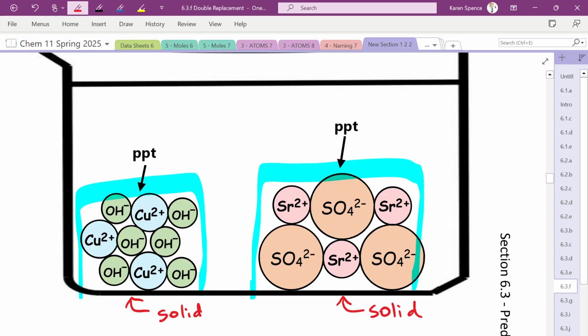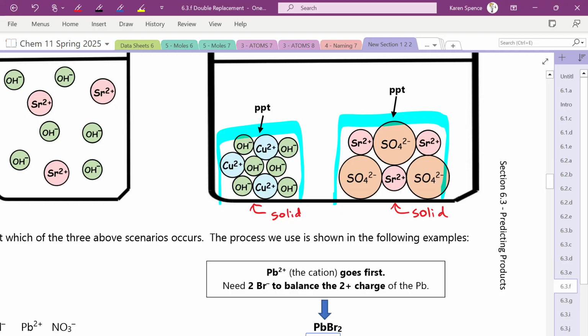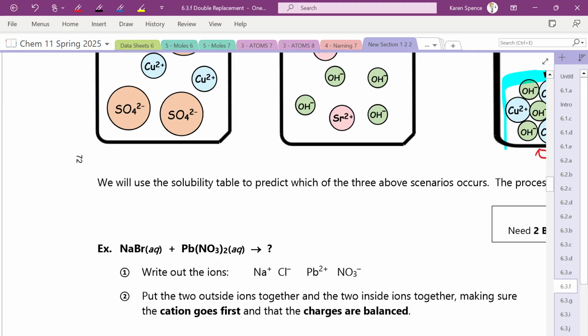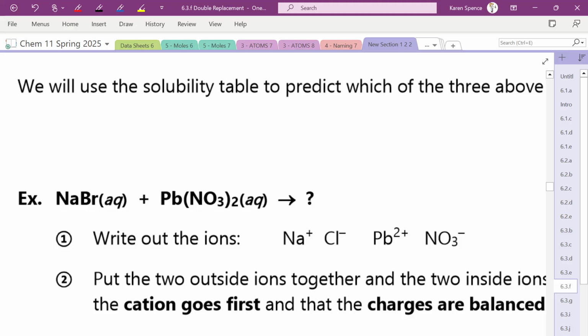And like I said, they won't be a single little cube at the bottom. It'll be all sprinkled out all throughout, but this is easier to show. Okay? And now there's just a bunch of examples showing how to predict the products. Ooh, that should say Br. I need to fix that.